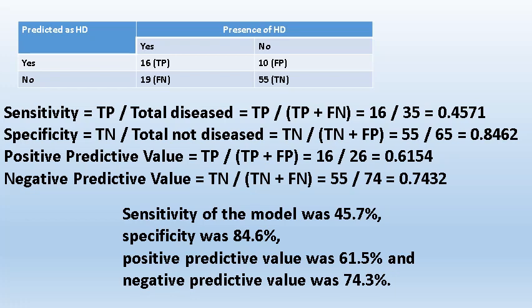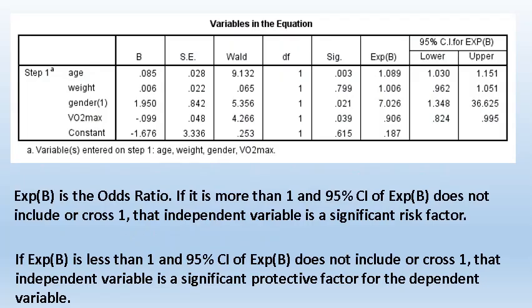Okay, sensitivity of the model was 45.71 percentage. We need to convert to percentage, right? Specificity of the model was 84.6 percentage. That is 0.8462 multiplied by 100, that is 84.62 percentage. Positive predictive value was 0.6154 multiplied by 100, that is 61.54 percentage. And the negative predictive value was 0.7432 multiplied by 100, that is 74.32 percentage.